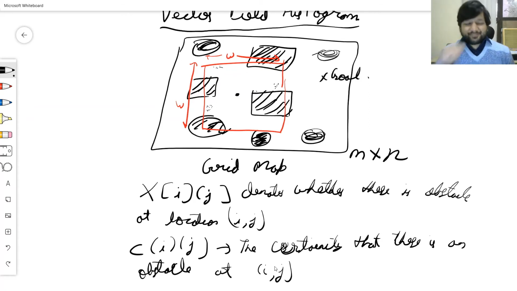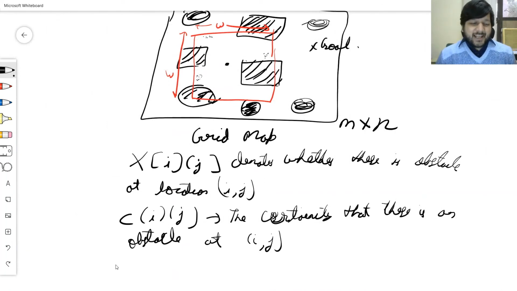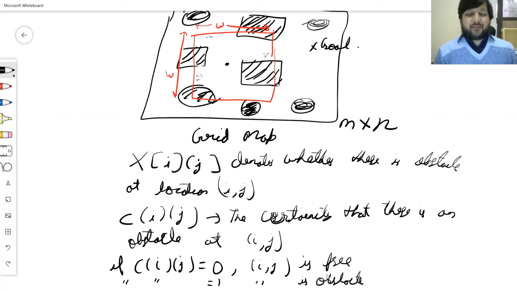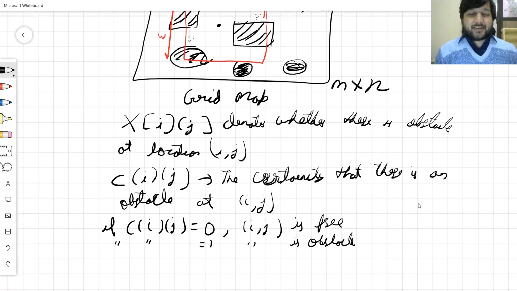Now, if c ij is say 0, that means ij is guaranteed to be free. If c ij is equal to 1, it means ij is an obstacle. And in all other cases, it denotes the probability of something being an obstacle or not.